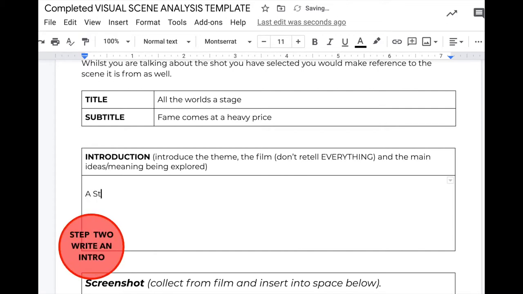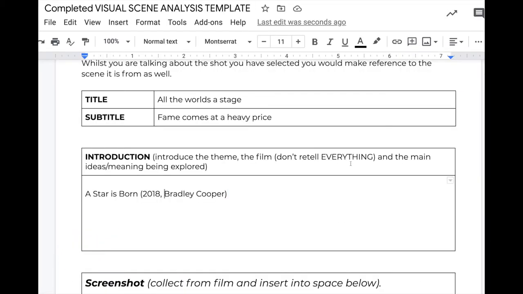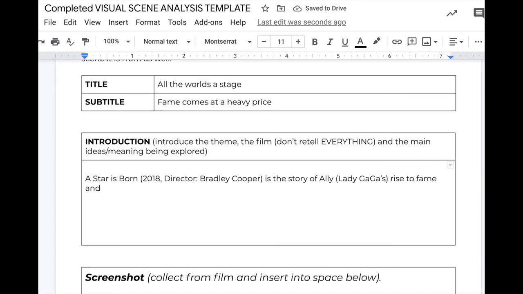Step two is the introduction. This is about the film as a whole, not just the scene or scenes you are studying closely. Most importantly, be concise and clear. Do not retell the story.